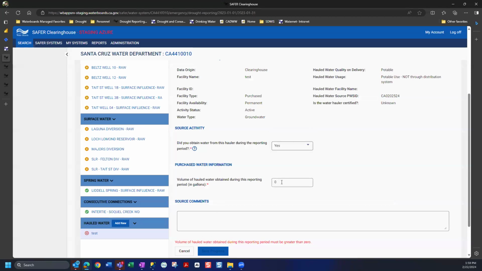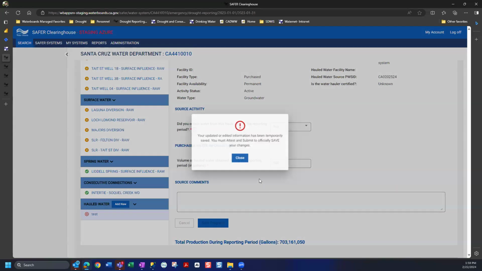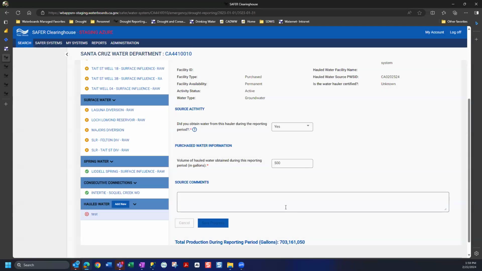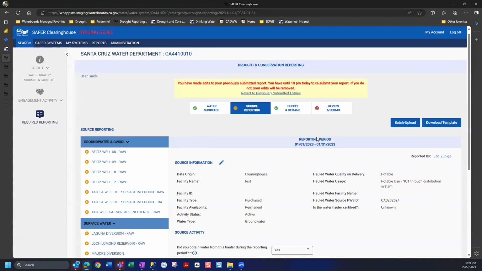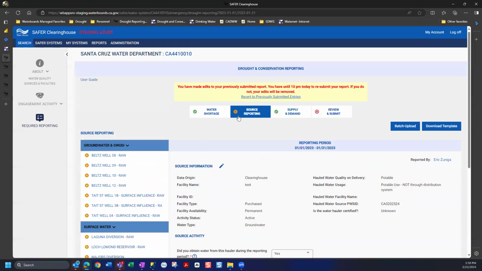But if you used it, then you are asked to provide the volume of hauled water obtained during this reporting period, very similar to the others. And there's a source comments field that you can add in here to add more details. Save. Okay, I have now completed entry of source reporting to the satisfaction of source reporting, because source reporting is no longer yellow, it is red. And I will stop recording now.